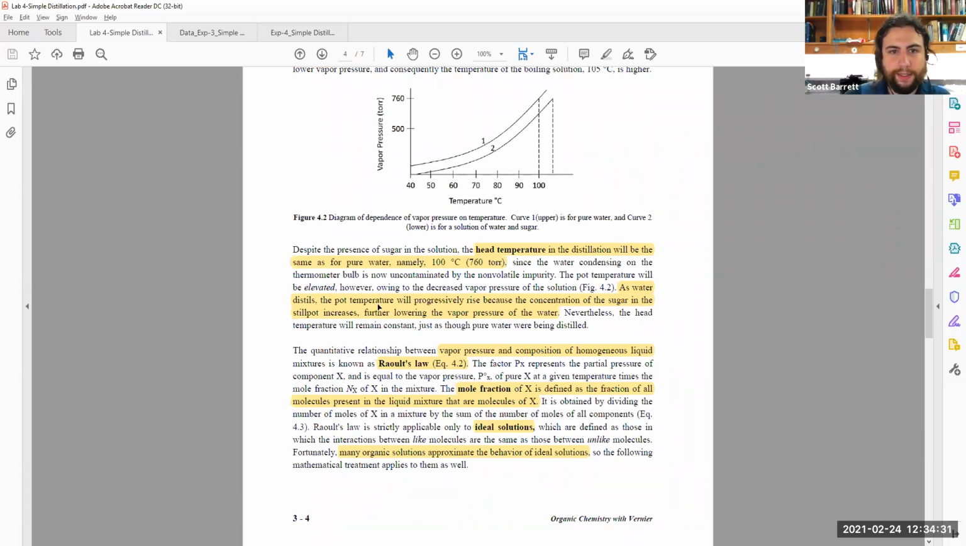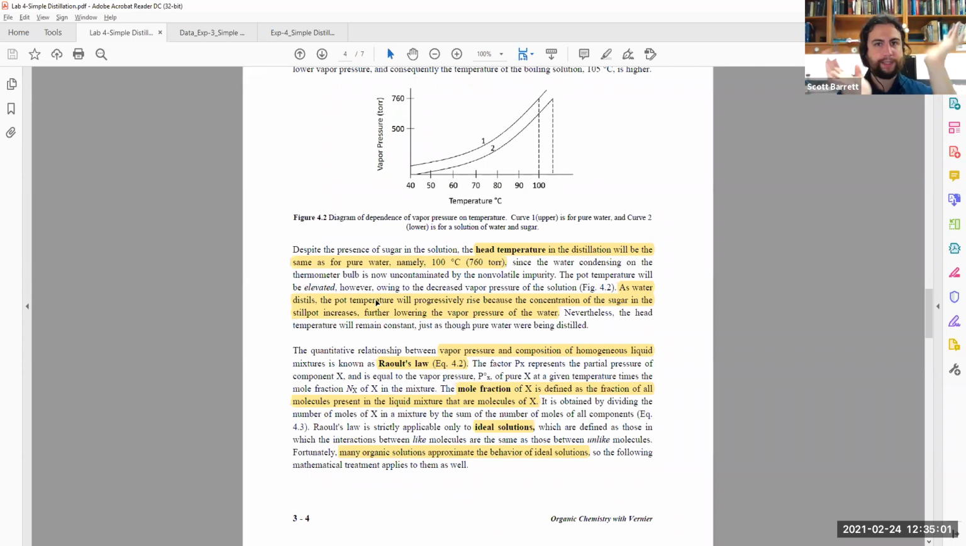So as water distills, the pot temperature will progressively rise because the concentration of sugar in the distill pot increases, further lowering the vapor pressure of the water. So the pot temperature, you'll have to keep increasing it because as you boil off the water, then you have a higher ratio of the sugar to water. So at the start, you have some ratio of sugar, some ratio of water, and then you're slowly lowering the amount of water, so you're increasing the overall concentration, the mole fraction of sugar to water.